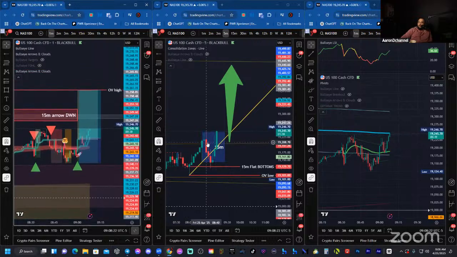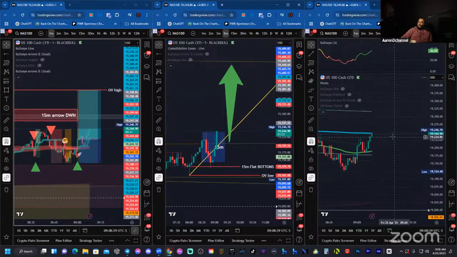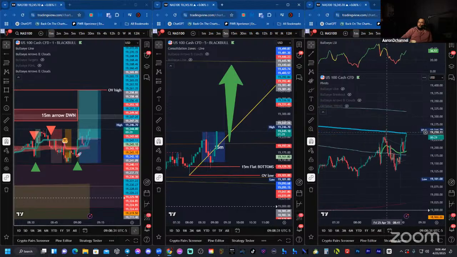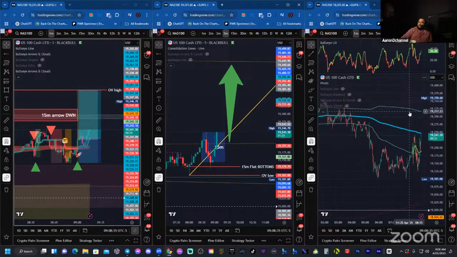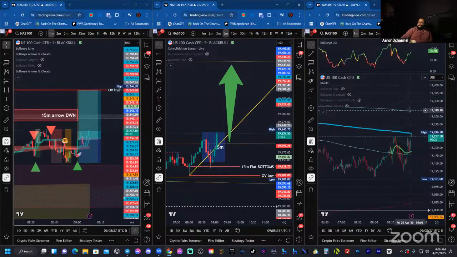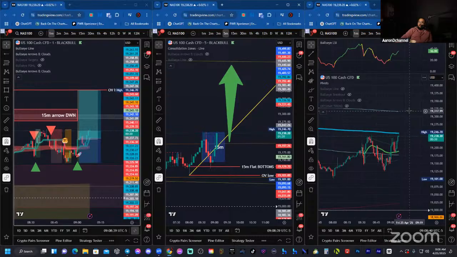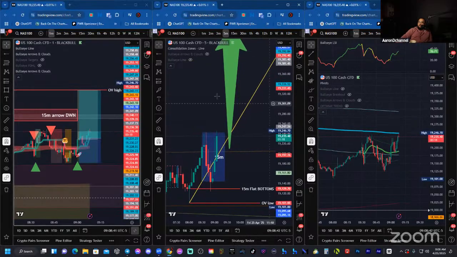Let's see if we get a breakout of that 15. There's a 15-minute breakout. All right, let's see if we can close a 5-minute candle above that. We're retesting the anchored VWAP. Let's see if we can make our way up to the higher band on the VWAP, or do we get our rejection here at the top of the 15-minute range? We don't know.